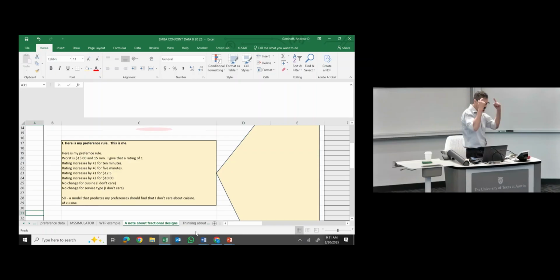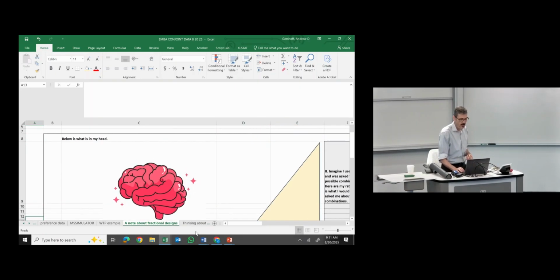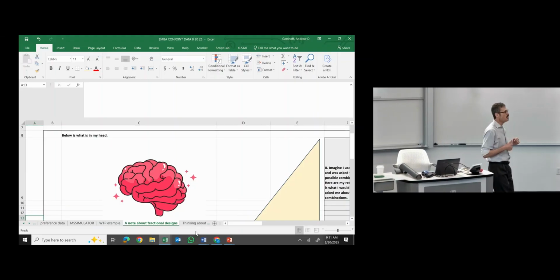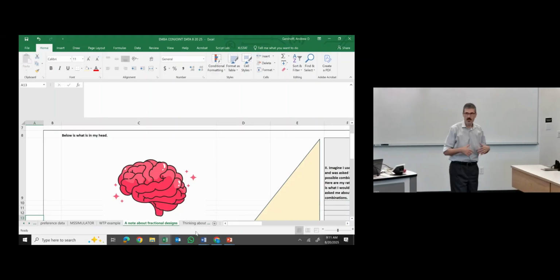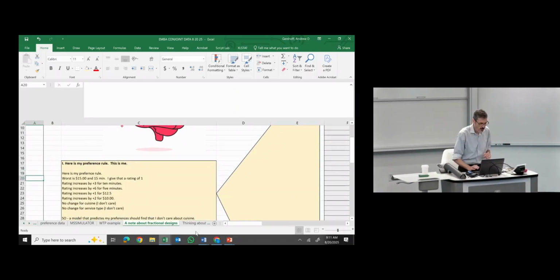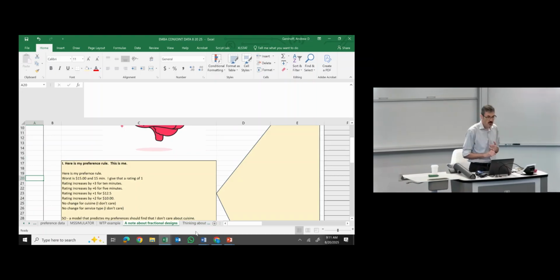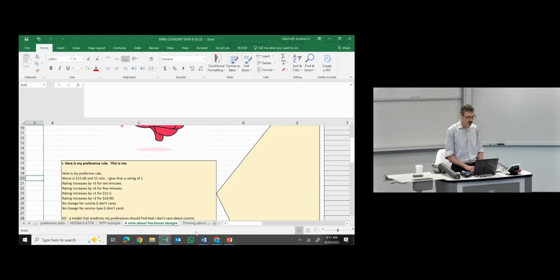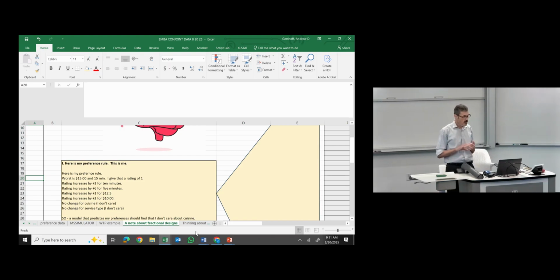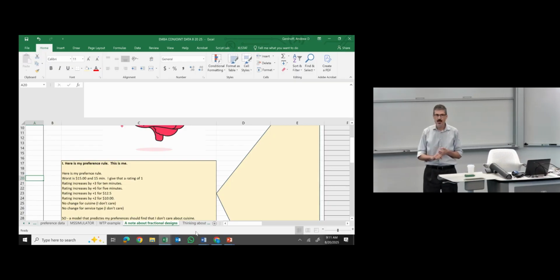Inside my head, by the way, maybe I should show you the brain picture so you know what's going on. Inside my head is my preference policy. Here is how I rate things. So let me tell you about what goes on inside my head. My preference rule: the worst possible thing that you could offer to me out of this array is something that costs $15, that's 15 minutes away. Any restaurant that costs $15 and is 15 minutes away gets a 1.